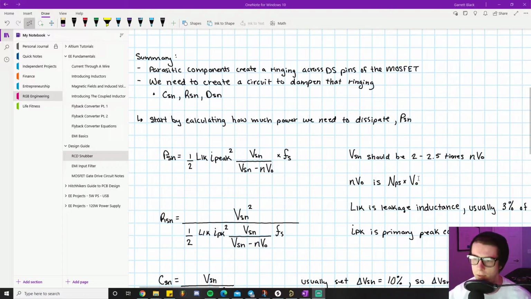So VO is V out. NPS is our primary to secondary winding ratio. So you need to know that in the context of whatever your transformer is, you need to know the primary to secondary winding ratio. I think 10 is a pretty common number.